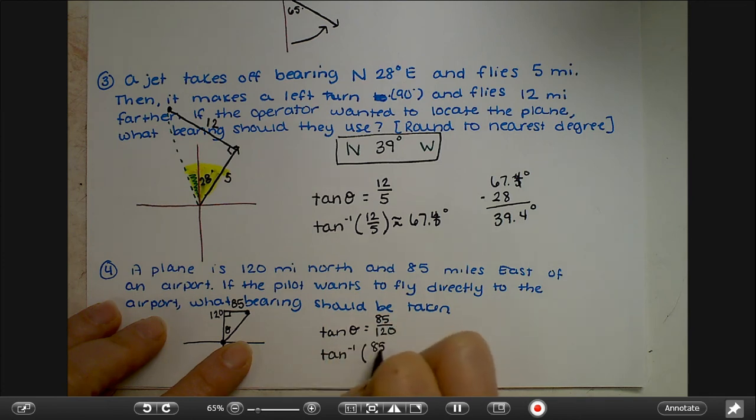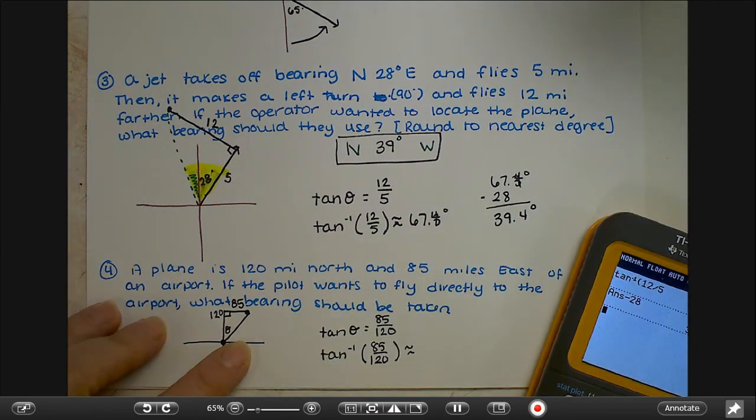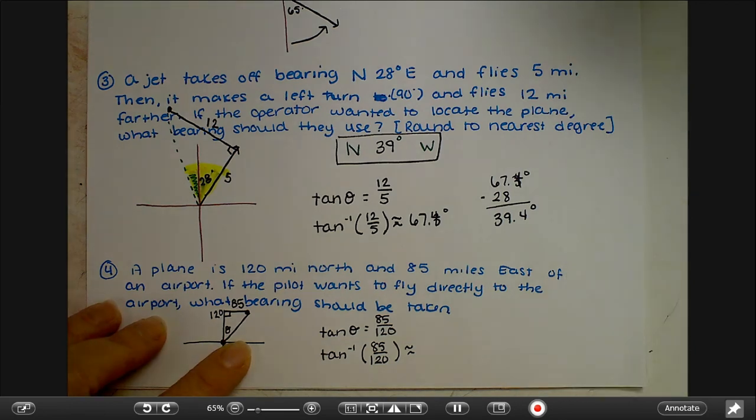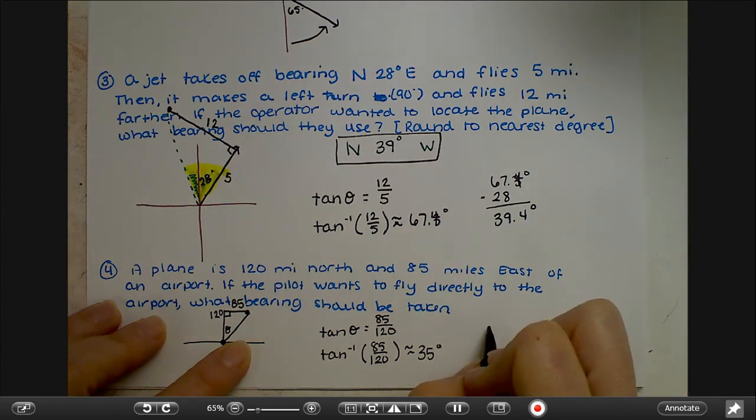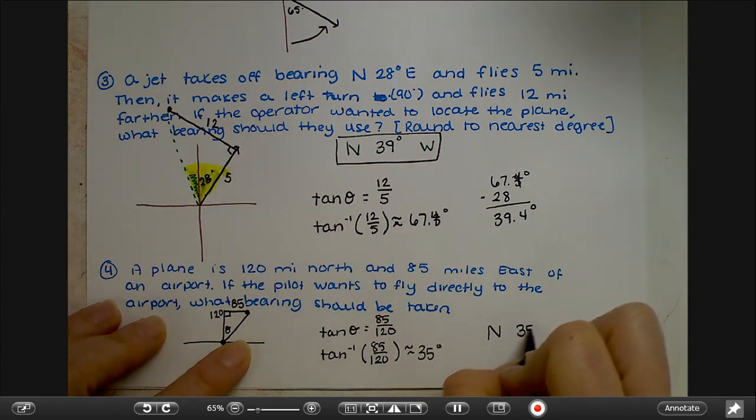Please, please, please hear me when I say that it's not always inverse tangent. It could be any of the trig functions. So 35. So the bearing would be north 35 east.